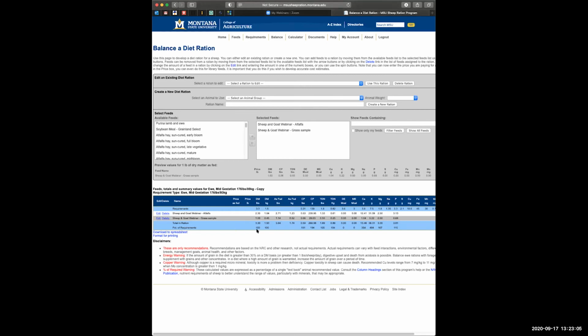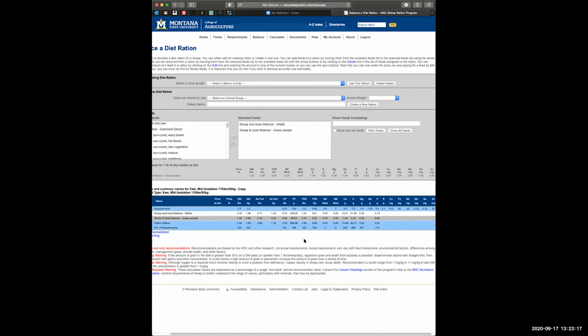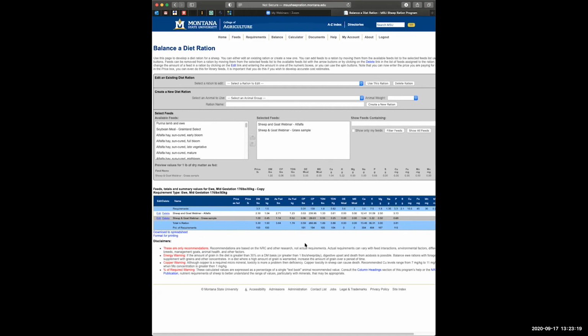So this tool is really handy. You can go through and, like I said, save these things so you can look back at them. It's a free tool. All you have to do is sign up with login information, and you can go through and make sure that what you're feeding your animals is indeed meeting her requirements.